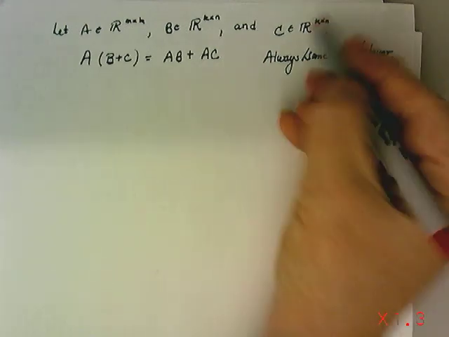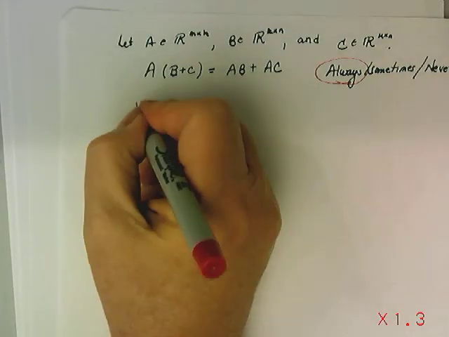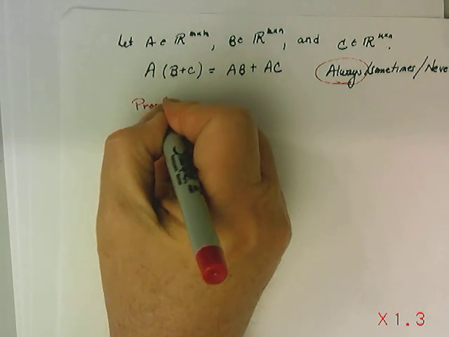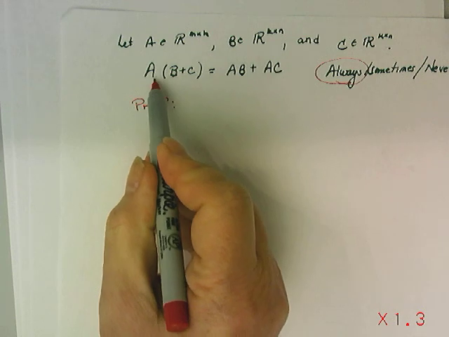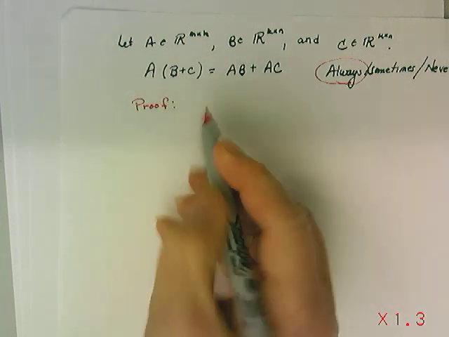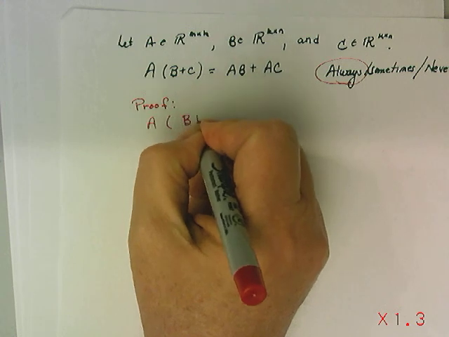I know this is always true. And so with my proof, what I'm going to do is start with one side and show that it's equal to the other side. I'll start with the left-hand side, A times the quantity B plus C.